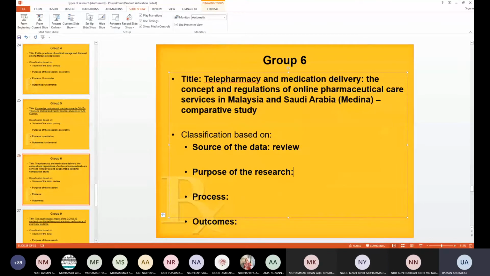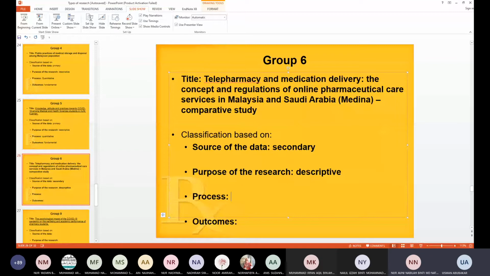All right. Besides that, the purpose of the research? We are not very sure. Maybe descriptive, or okay, it's a comparison. So, I think it's descriptive, right? Because if it's exploratory, it's something new that you want to explore. Since you are doing a review, this is secondary, right? Okay. Descriptive.